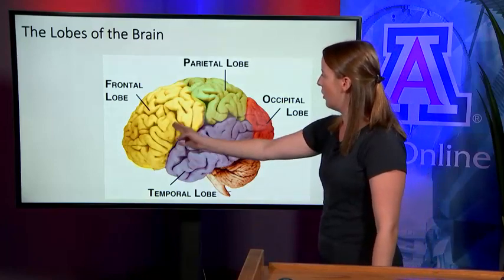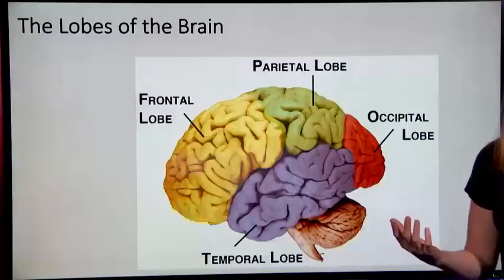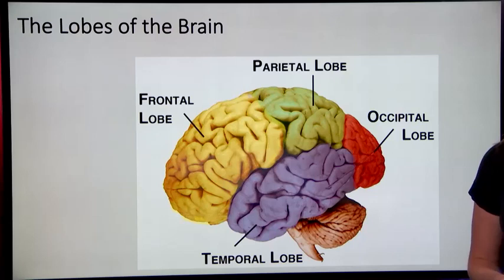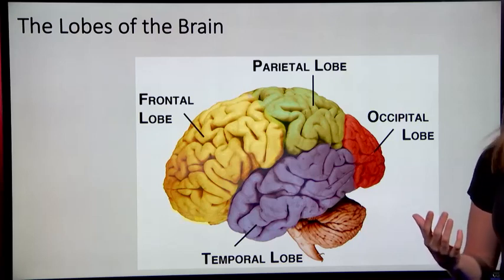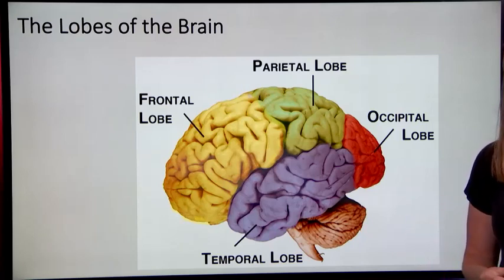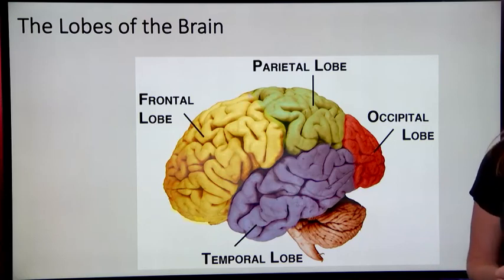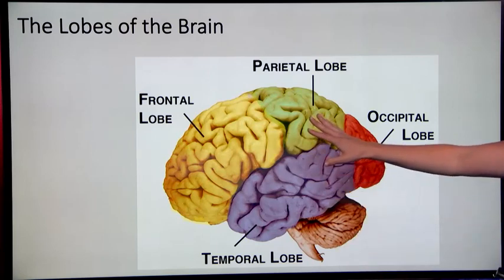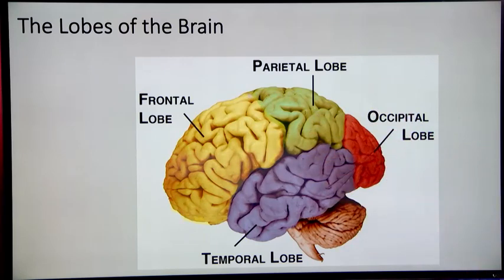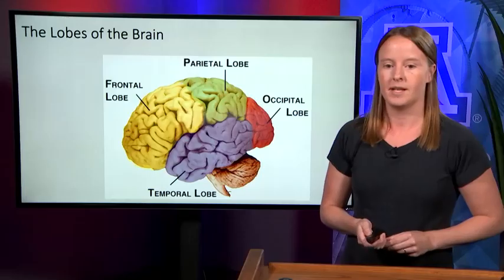The frontal lobe is all the way up here. Many of you may be aware that the frontal lobe is important for planning ahead, higher abstract forms of thinking, inhibiting impulses, just more advanced cognitive processes. So this is the general overview of the 4 major lobes of the brain.